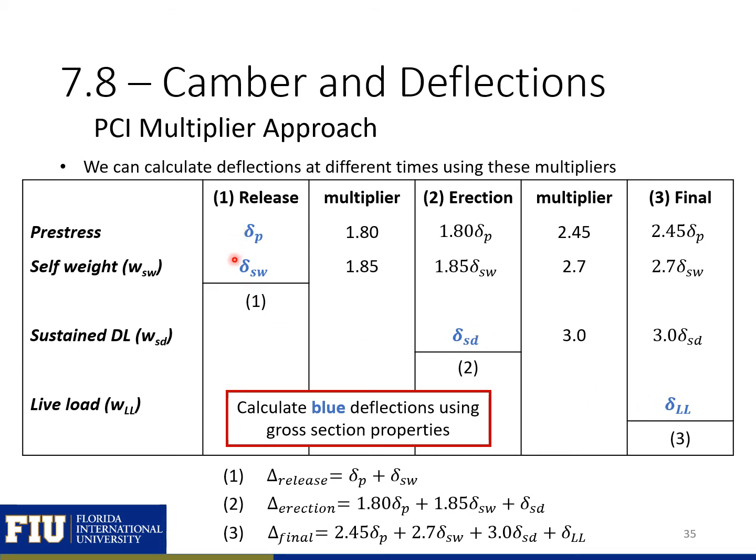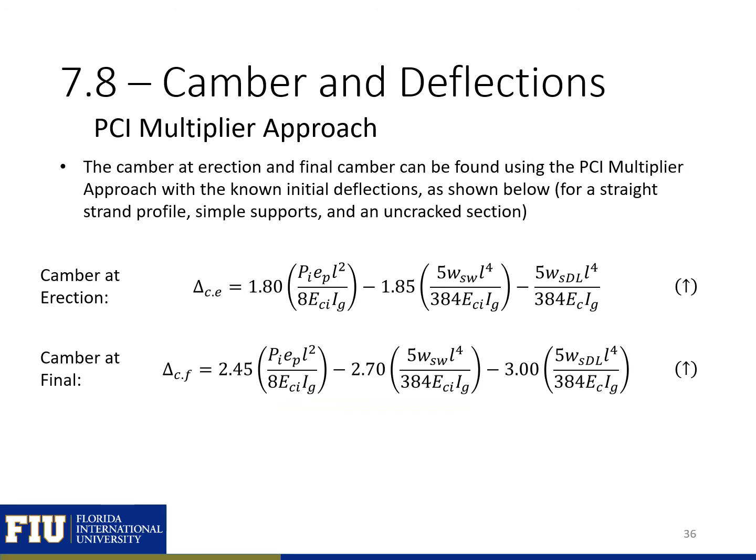And with these four base deflections, we can then use a multiplier to calculate the deflections at time of construction or erection, and also the deflections at final time or when the beam's in service. If we have a straight strand profile and a distributed load, then our camber at erection and camber at final time can be calculated using these equations, which is just the deflection equation from a couple slides ago with the PCI multipliers.